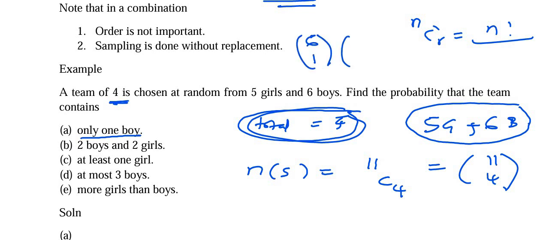Meaning the 3 are supposed to be girls, right? So that's where the 5 choose 3 is coming from, over the total, which is 11 choose 4.